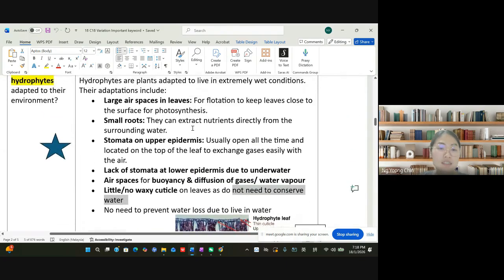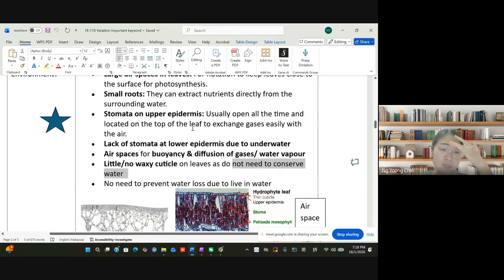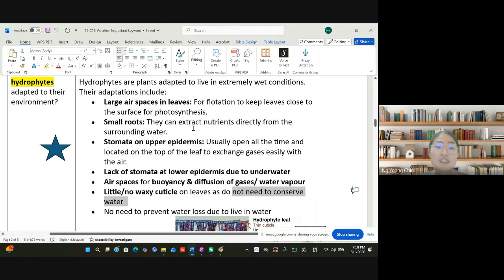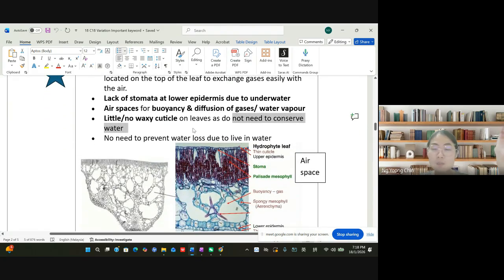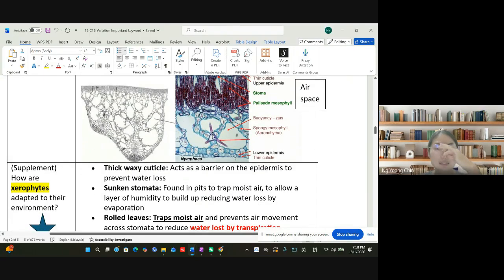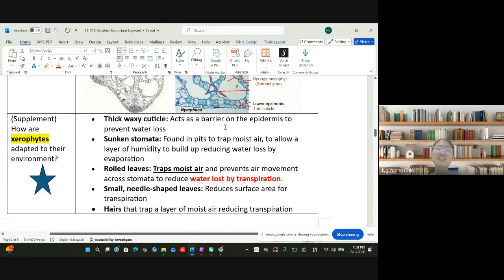Okay, that's all. So be clear about hydrophyte, because hydrophyte is a hot question now. I think almost every year they will ask at least one or two questions about this hydrophyte. So you just remember about the structures. And then the second one is xerophyte. So this one is xerophyte.